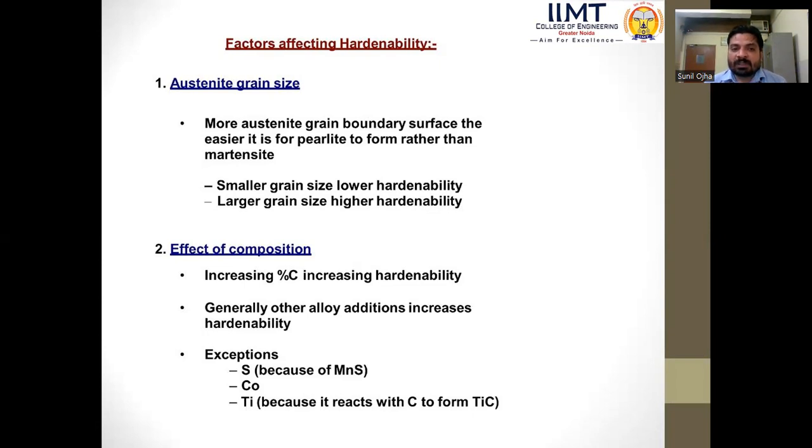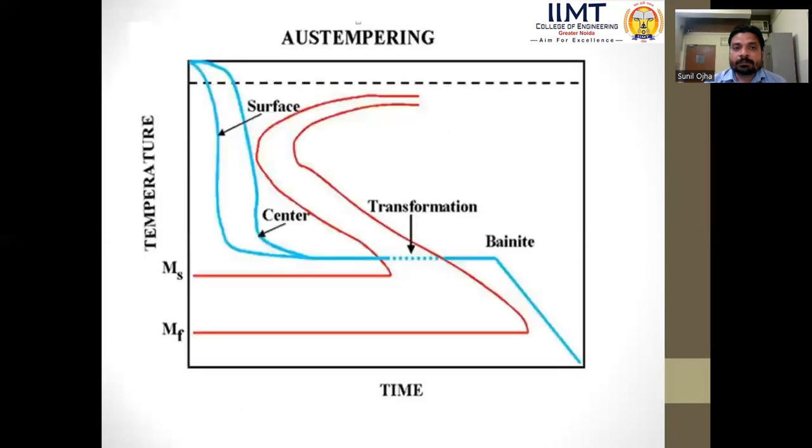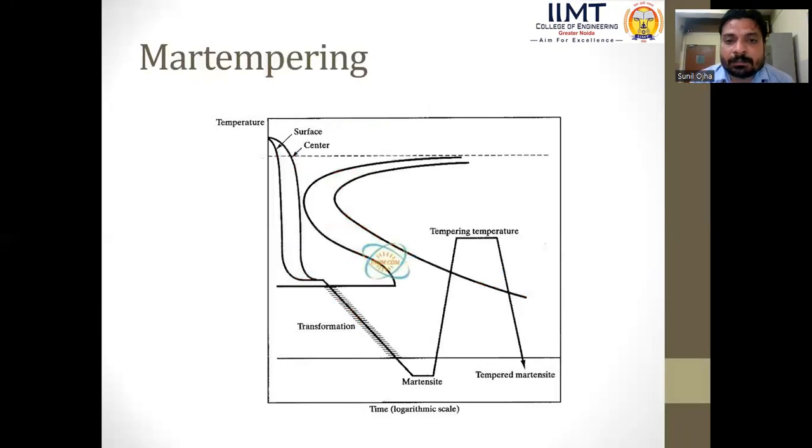Effect of composition: increasing the carbon percentage increases the hardenability. Generally, other alloy additions also increase hardenability, with some exceptions, such as sulfur because of MnS, and cobalt and titanium. This is the austempering diagram. This is the martempering diagram.